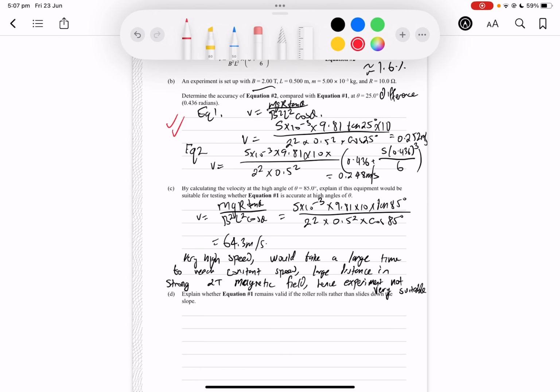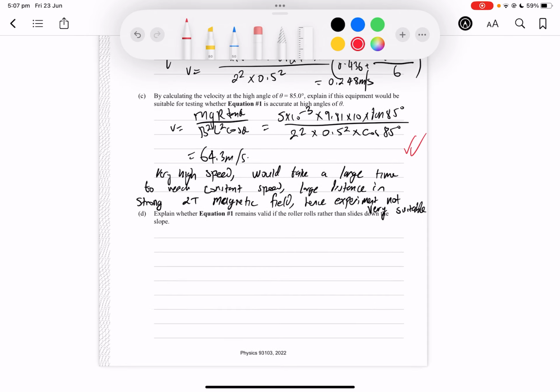So because of the high constant speed that's reached, it might require a large distance and a very large magnetic field as well, which might not be very practical. So definitely not very suitable there. So that's a 2-mark question there as well.